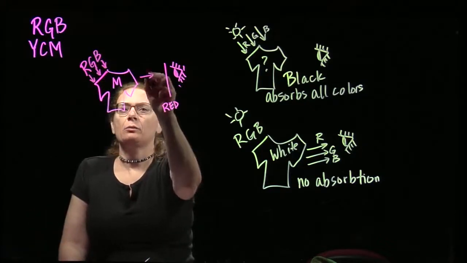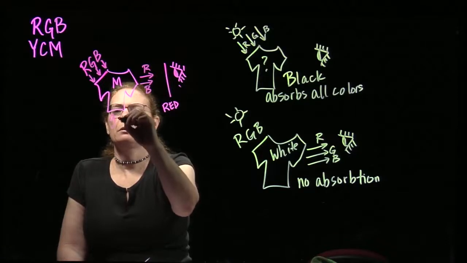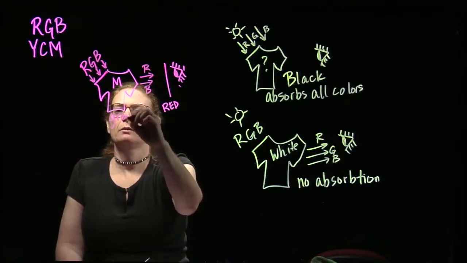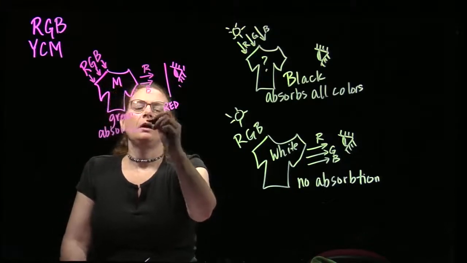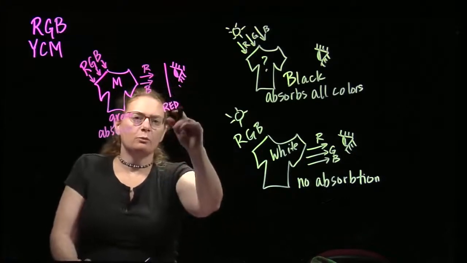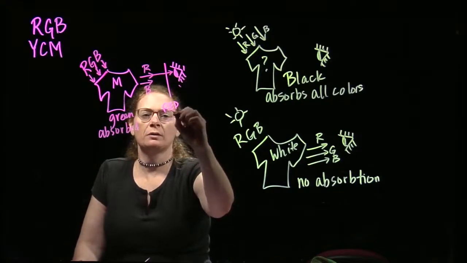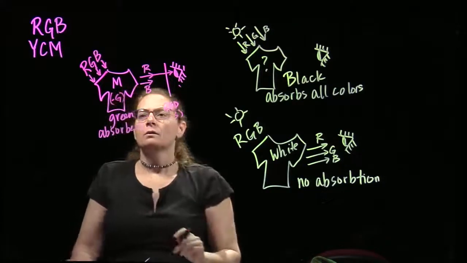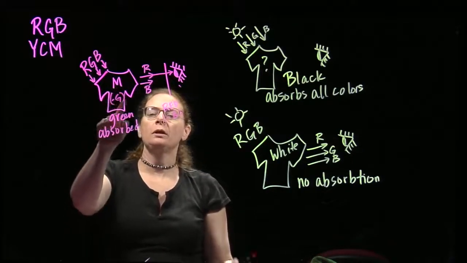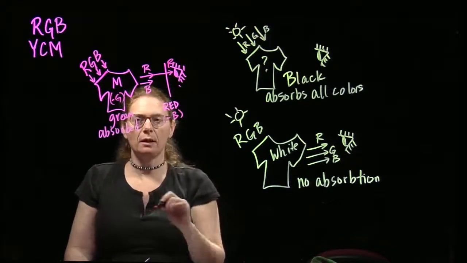Magenta means that red and blue must get through. So green is absorbed by the shirt. And then a red filter, what does a red filter do? It only lets the red through, so it's a minus blue. This is a minus green. So the shirt absorbs the green, the filter absorbs the blue, the only thing that's left is red.